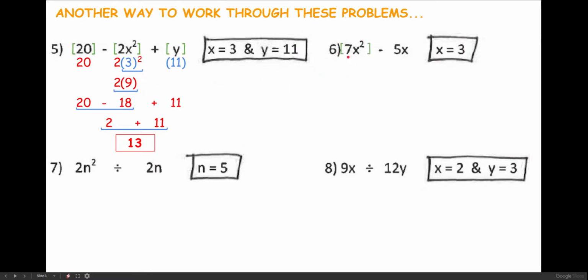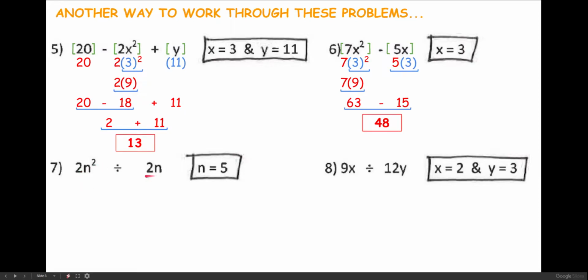Let's try that with this one, 7x squared, if x is 3. What would this term be? Well, it would be 7 times 3 squared. 3 squared is 9, times 7, and that is 63. What about this one, 5x? Well, that's just 5 times 3, and that's 15. So yeah, they're both single terms now. Now bring down whatever you need to bring down, which is that minus sign, 63 minus 15. That's 48. I like doing it this way. It's much easier on my head.